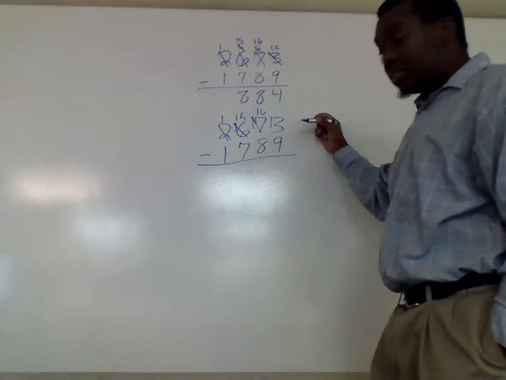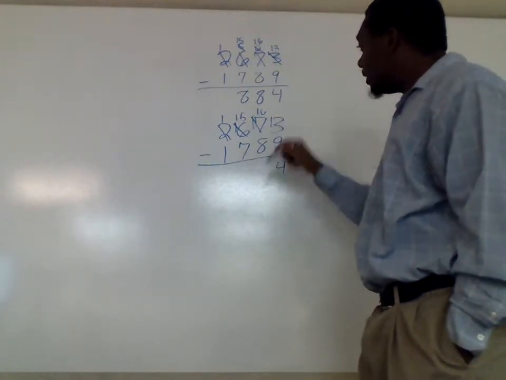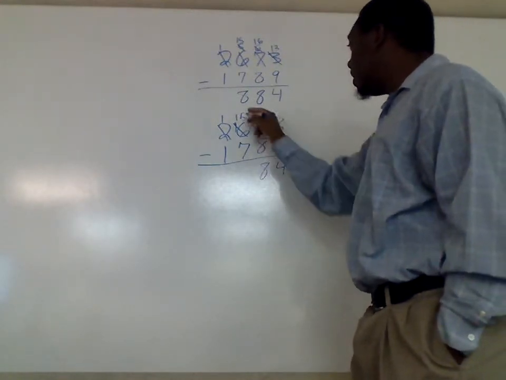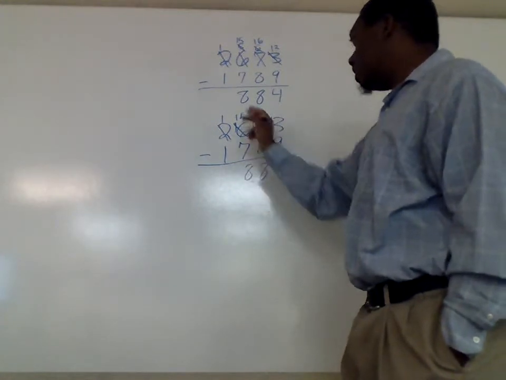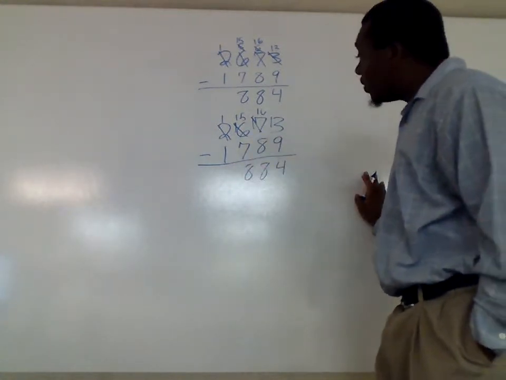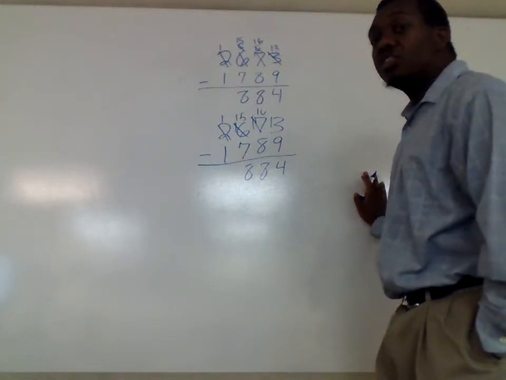And so 13 minus 9 is 4. 16 minus 8 is 8. 15 minus 7 is 8. And we already know 1 minus 1 is 0. So I ended up with the exact same thing, 884.